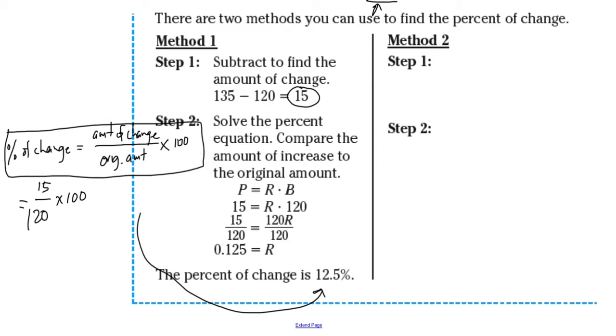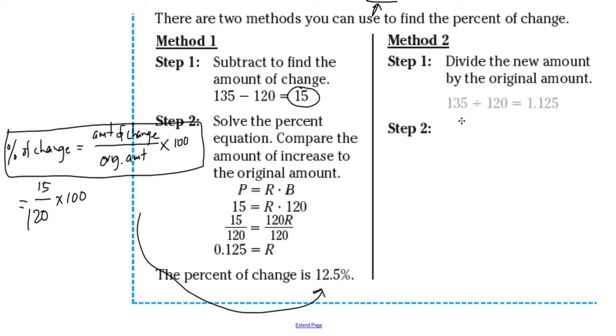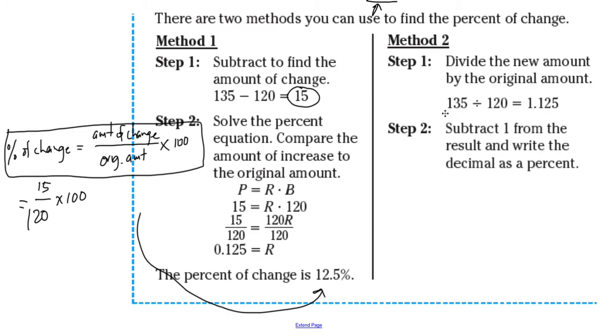In method number 2, there's another way of doing this. Divide the new amount by the original amount. So we have 135 divided by 120, which will give you 1.125. And step number 2, after dividing the new amount by the original amount, subtract 1 from the result. So all you need to do is subtract 1 and write the decimal as a percent.